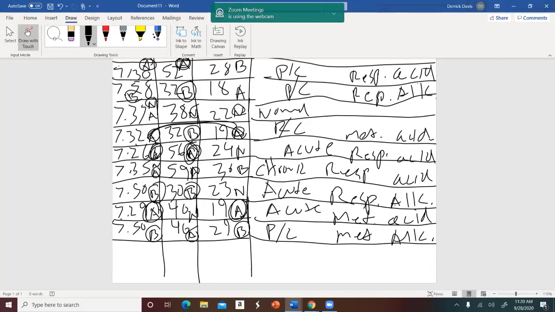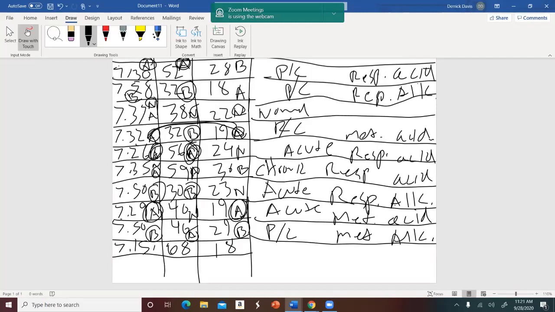All right. Let's do another one. Ooh, 7.15. That's a pretty significant pH there. A CO2 of 68, and a bicarb of 18. Oh, heavens. All right. So let's break this one down.